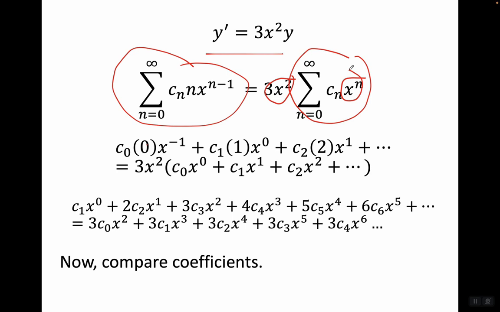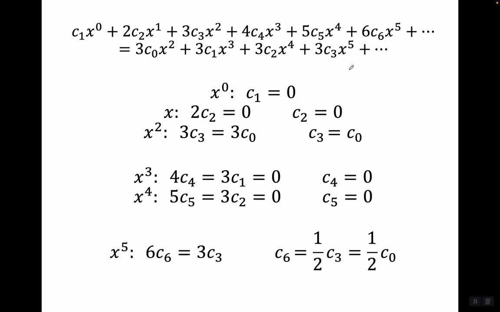And then we just compare coefficients. So here's what we've got. Compare coefficients, for example, of x to the 0. c1 equals, well, there's no x to the 0 on the right, so c1 equals 0. Coefficients of x: the coefficient of x on the left is 2c2. There is no coefficient of x on the right, so 2c2 is 0, so c2 is 0. Let's compare coefficients of x squared. The coefficient of x squared on the left is 3c3. The coefficient of x squared on the right is 3c0, which means 3c3 equals 3c0, so c3 equals c0.